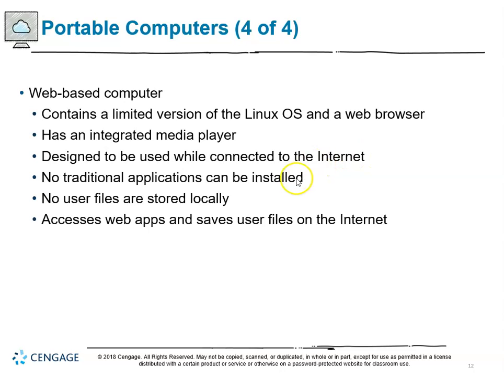There are no traditional applications, therefore, that you can install on it. So you'd be using Office 365, a web-based Office suite of applications, rather than Microsoft's Office stored on that computer. No user files are stored locally, and it accesses web apps and saves user files on the internet. So in this case, the information isn't stored on the computer, and in a sense then a web-based computer would be much easier to secure.